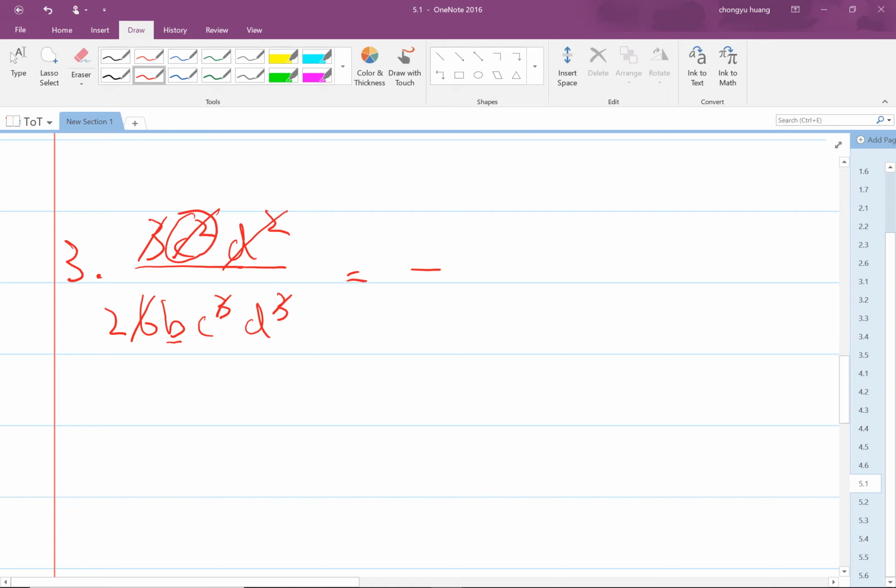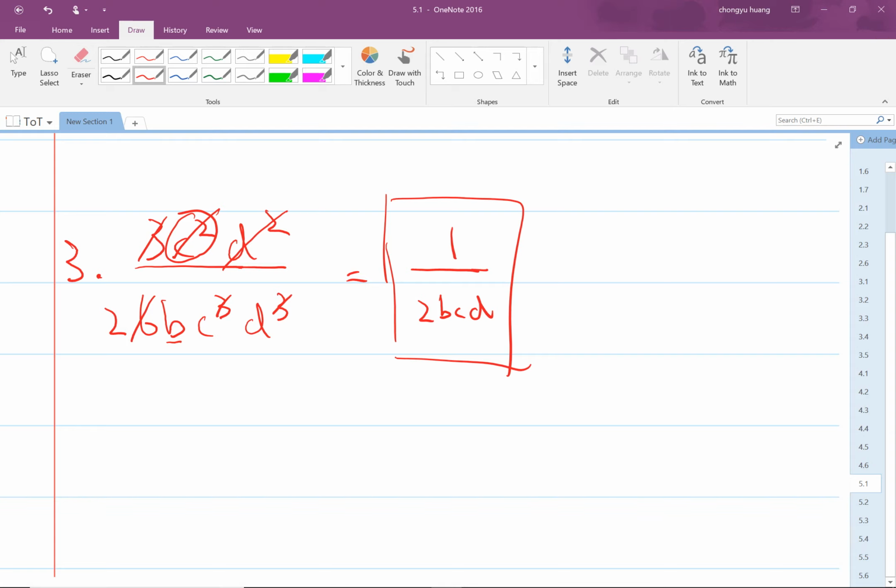So now you can see, this is kind of like a fast way, okay? If you're good enough, you can just see the answer right away by canceling all the terms. So we finished the simplification, and the answer is 1 over 2bcd, okay?